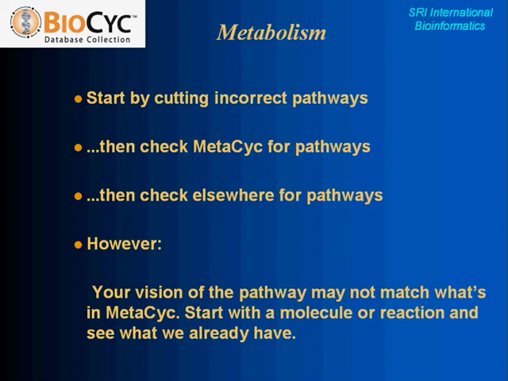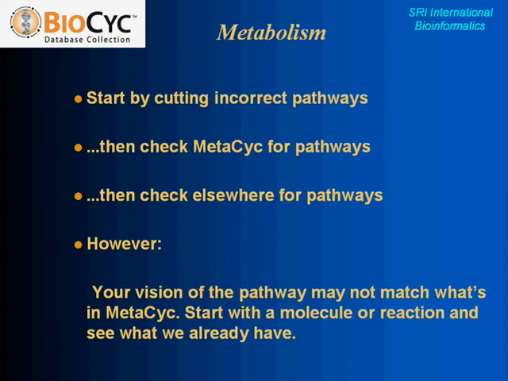Finally, checking elsewhere for pathways. Say you've looked at the database we predicted for you. You've looked at BioCyc. You don't see some of the pathways, it probably won't be that many, that you think should be there. Then you can look to an outside resource, decide they're there, and then you're going to have to generate the pathway yourself, which we'll explain how to do later.